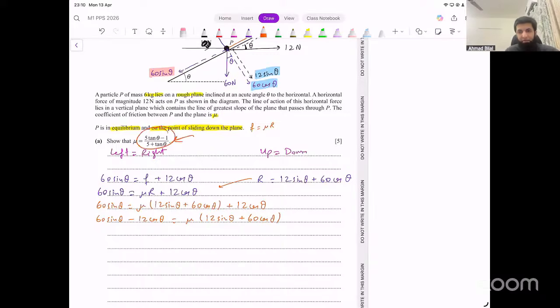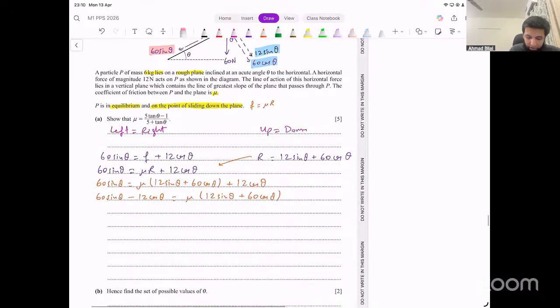They want something in terms of tan. We have sine and cos. Let's convert it to tan right now, before we convert it to a fraction, because that will become more complicated then. Can we convert it to tan somehow? We can divide the whole equation by cos theta, divide each term by cos theta on both sides. What do we get from that? On the left side, we get 60 tan theta minus 12. On the right, we get mu into 12 tan theta plus 60.